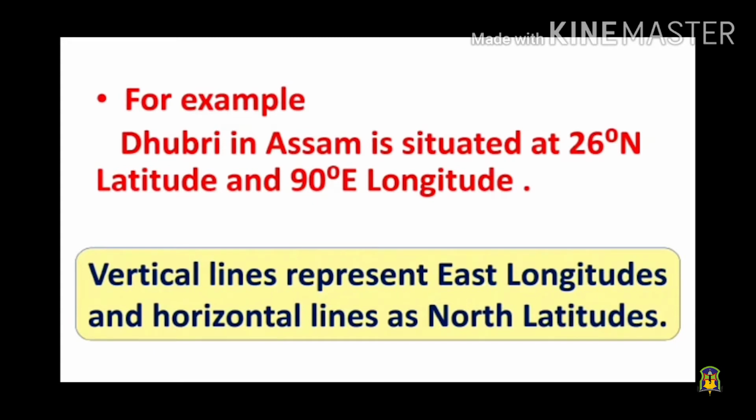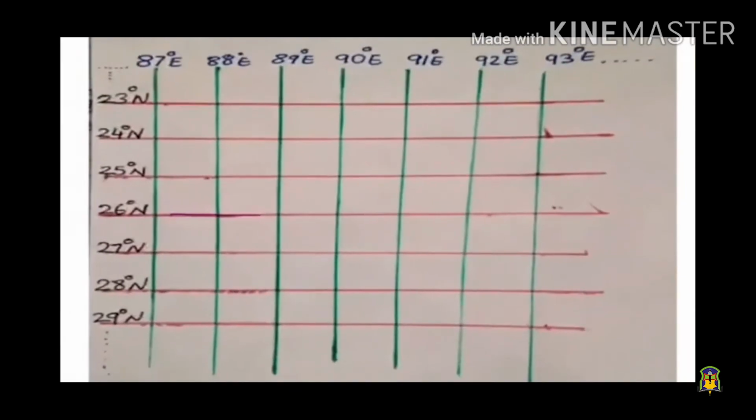Vertical lines represent east longitudes and horizontal lines represent north latitudes. Now let's see how we locate Dhubri with the help of a grid. The green lines or the vertical lines are the lines of longitude, and the red lines or horizontal lines are the lines of latitude. This is 90 degrees east longitude, and this 90 degrees east longitude and 26 degrees north latitude intersect at this point, and this point is Dhubri.